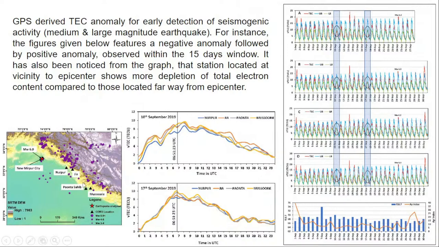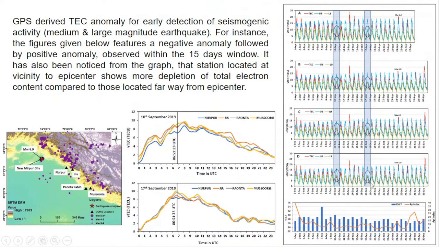This is Paonta Sahib. This is Mussoorie station, and you can also see the TEC variations at different sites. The sites which are very close to the epicenter, we can expect more disturbance in the TEC. That's why you can see Nurpur is having more disturbance, and less TEC we can observe at this time as compared to the other stations and other times. And our window is basically the daytime. So we do this study and try to see the precursors during the daytime.